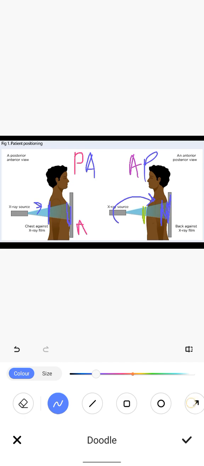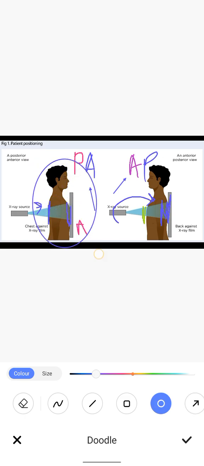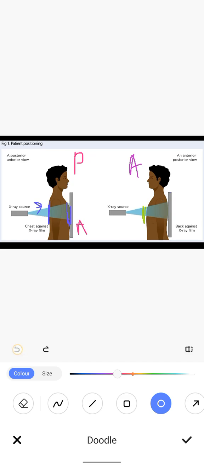So what happened here? PA and here AP, posterior anterior and anterior posterior. This is P posterior, A anterior. Here A anterior, P posterior. So in the first one, the body is positioned in the PA view, and in the second one, the body is positioned for the AP view. So I hope you people get the idea of the AP and the PA.